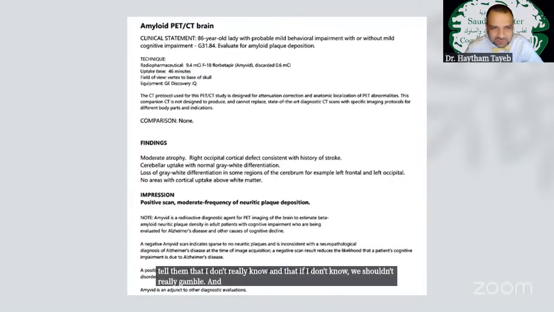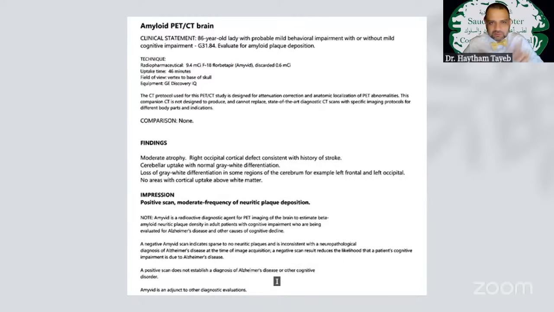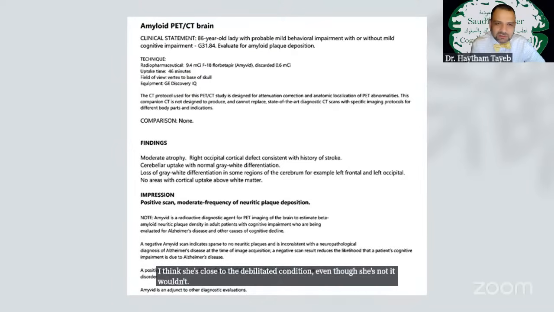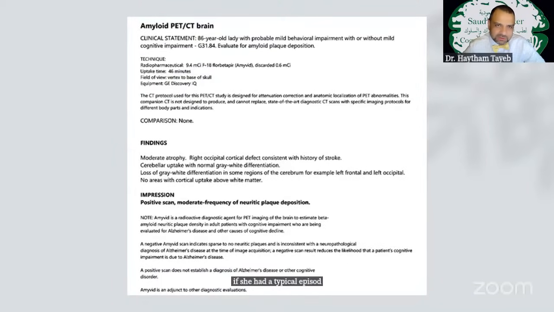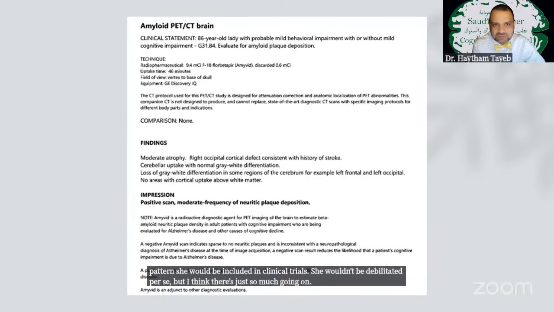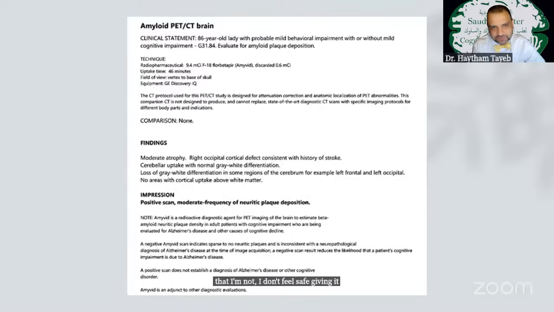And then she's a little bit unstable because I think she's close to the debilitated condition, even though she would probably still be, if she had a typical episodic memory pattern, included in clinical trials. No, she wouldn't be debilitated per se, but there's just so much going on that I don't feel safe giving it, is what I told them. And I think that was key. And again, a person rushing into this, like I may have rushed into that other case, could end up committing the patient to the course.